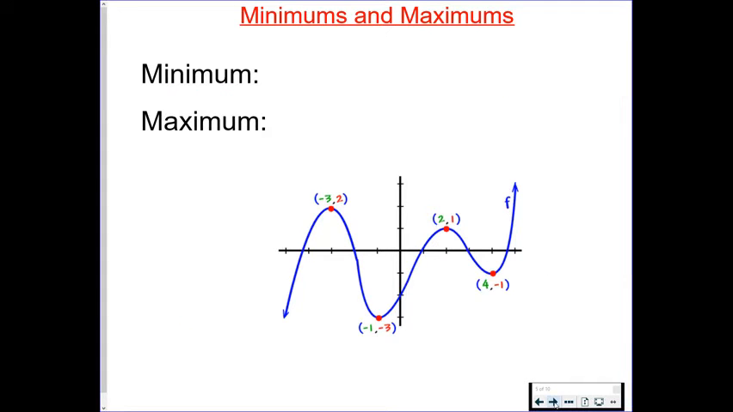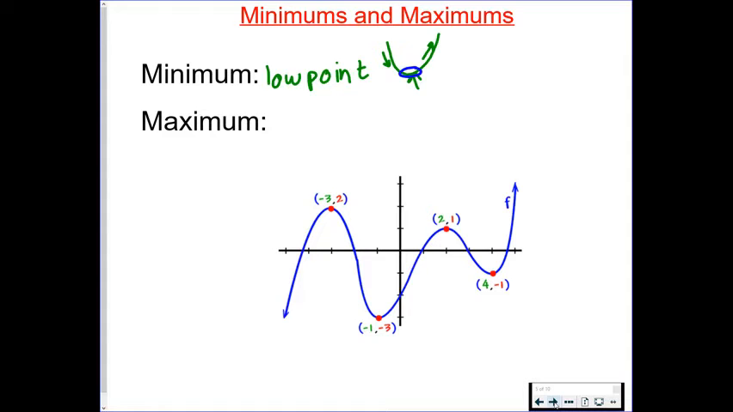Next thing we can do to analyze parent functions in different kinds of graphs is talk about their minimum and maximum values. The minimum, like it sounds, is a low point in the graph, and it's where the graph switches from decreasing to increasing. So from where it goes down to where it comes back up. That is where the minimum point is, right there at that low point in the graph.